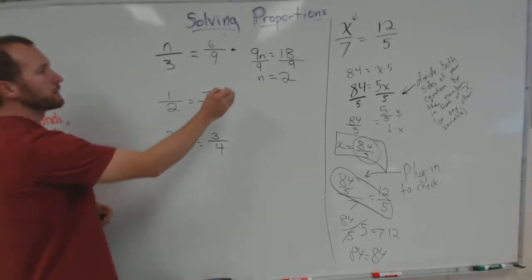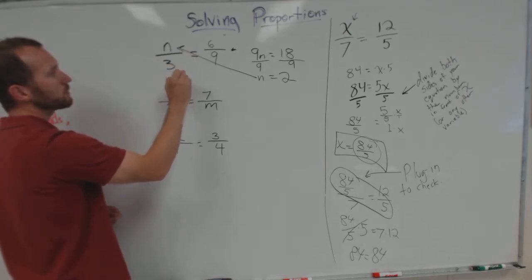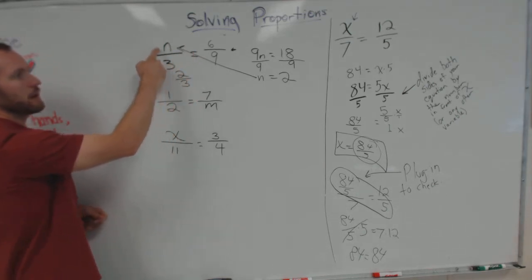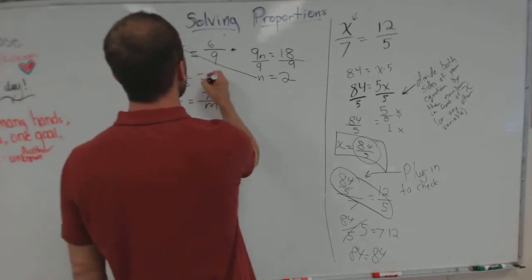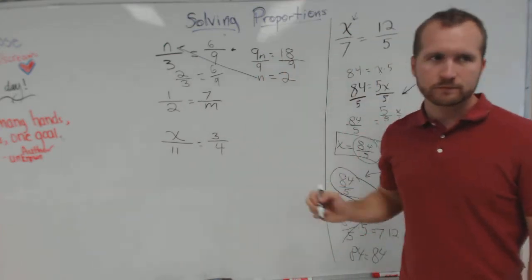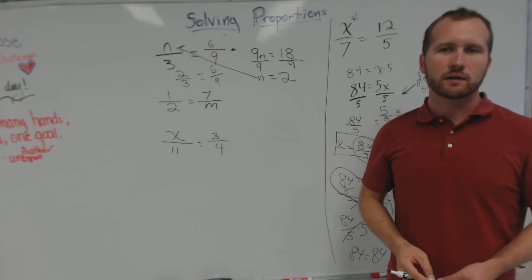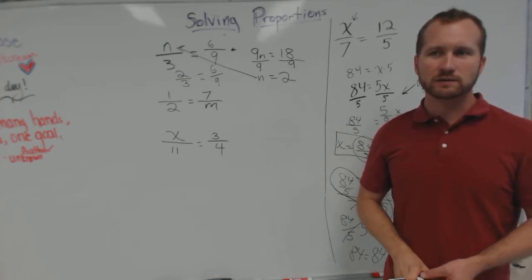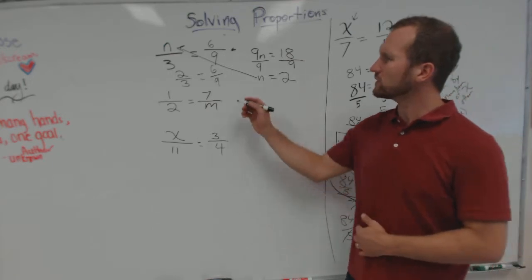Now I'm going to plug it in. 2 over 3. N is 2. So 2 over 3 equals 6 over 9. I've been cross multiplying, but there's actually an easier way to do this problem. What is it? Yeah, what if we just reduced this?